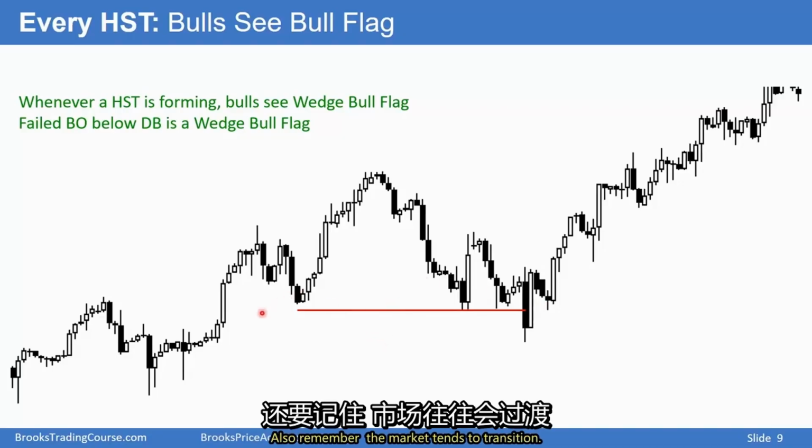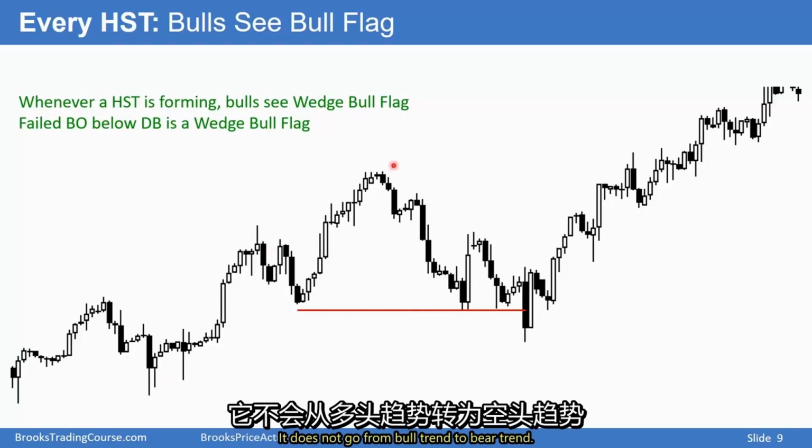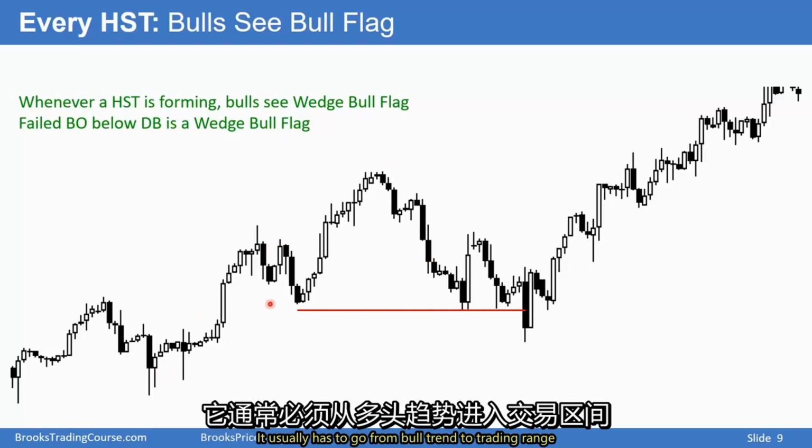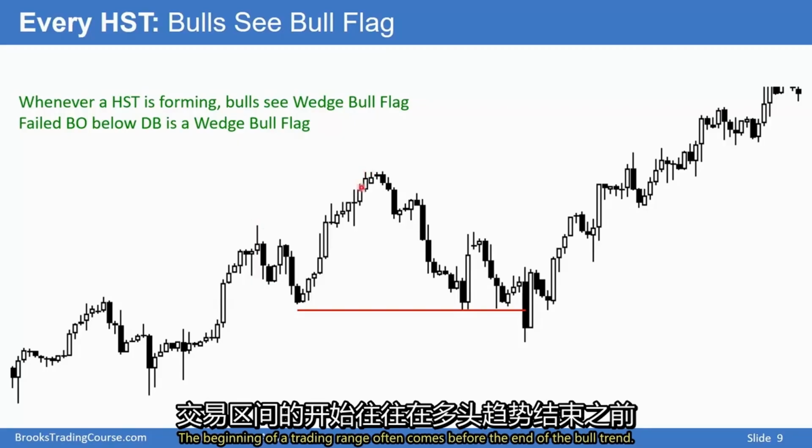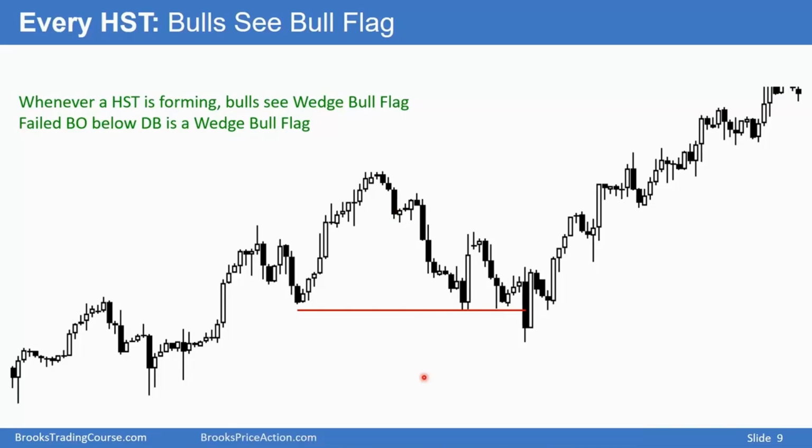Also remember, the market tends to transition. It does not go from bull trend to bear trend. It usually has to go from bull trend to trading range. And the beginning of a bear trend often comes before the end of the bull trend. The beginning of a trading range often comes before the end of the bull trend.